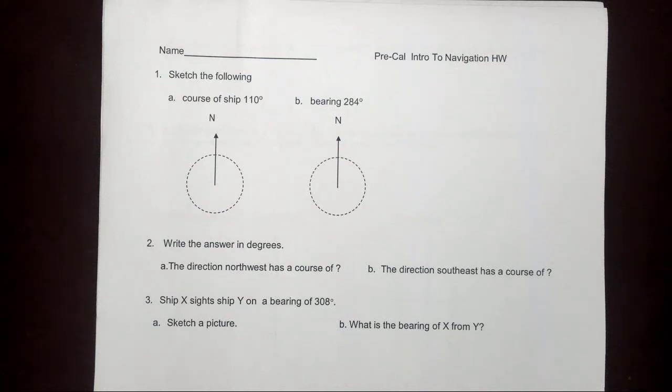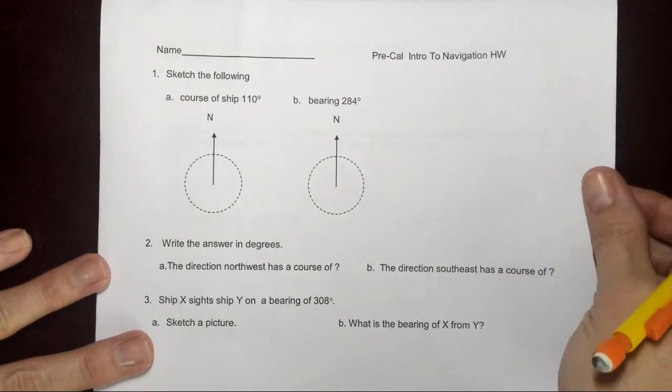Alright, so this video is to help you with the homework that I gave you Friday. This is called Intro to Navigation Homework. The first two problems simply wanted you to draw a course or a bearing, which is the same thing. It's the degree angle from the north. So let's go look at letter B.